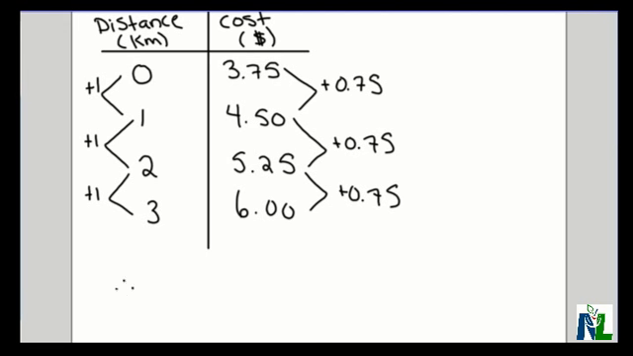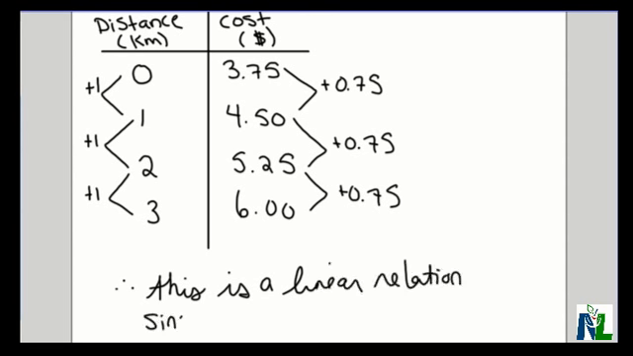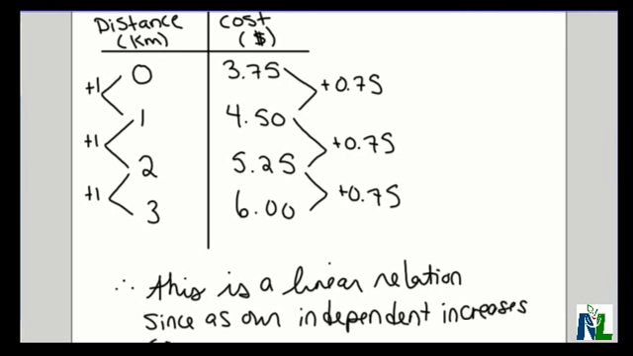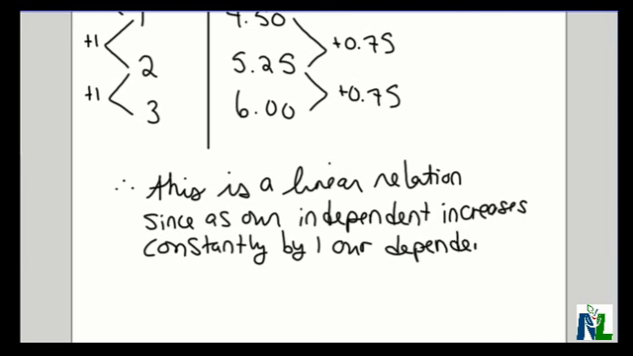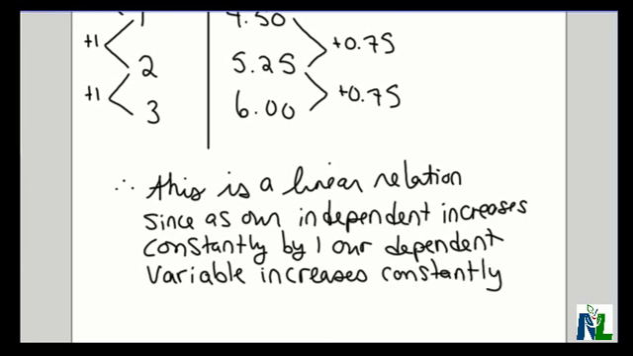So we would say, therefore, this is a linear relation since as our independent variable increases constantly by 1, our dependent variable increases constantly by 75 cents. So the resulting graph would be a linear relation.